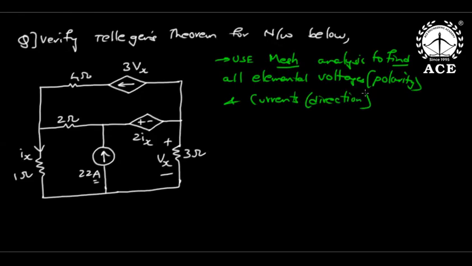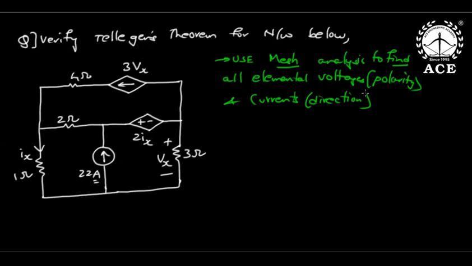Because in a source we know current leaves the positive terminal of the element, and in a sink current enters the positive terminal of the element. Like that we can do.